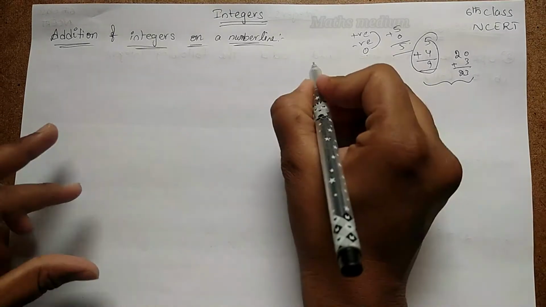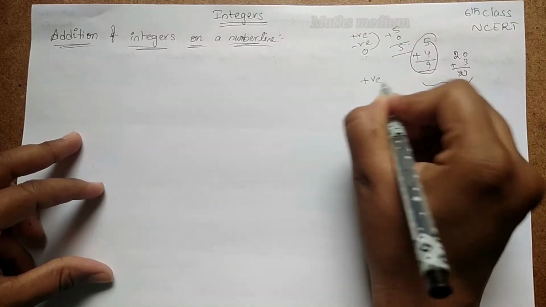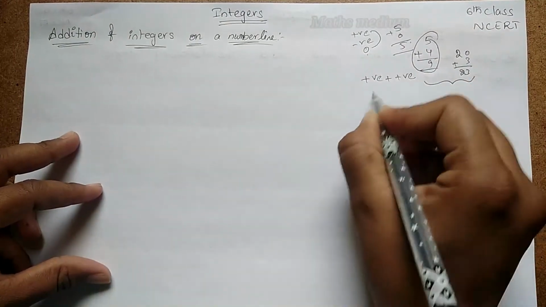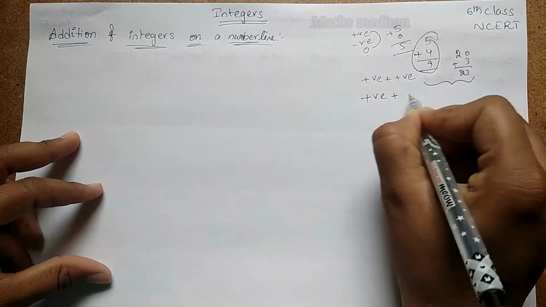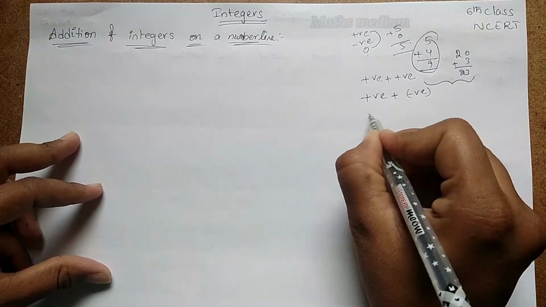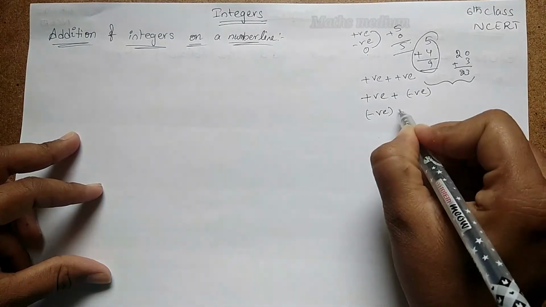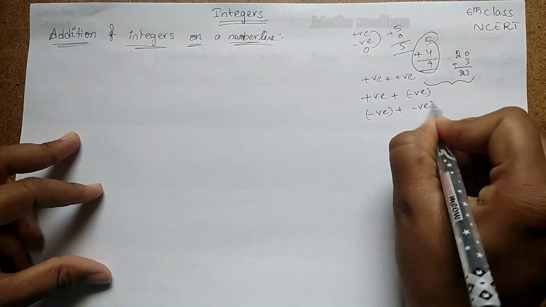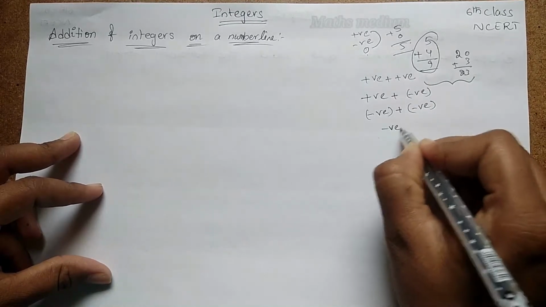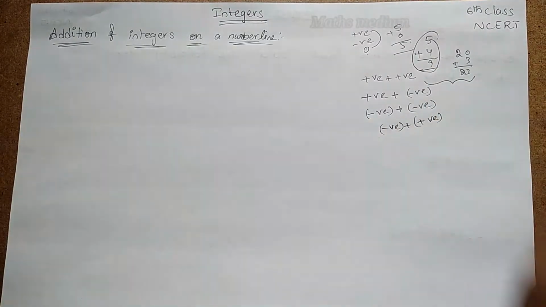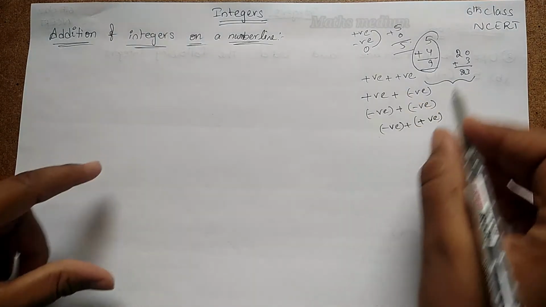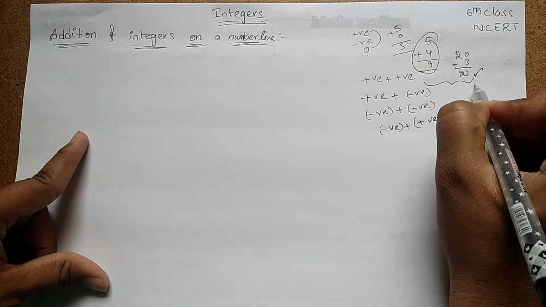Here there are some cases. One is a positive number with a positive number, we already know it. Then a positive number with a negative number, a negative number with a negative number, and a negative number with a positive number. So these are the 4 cases of integer addition. So we have to add both numbers. We know the positive case, we learnt it previously.